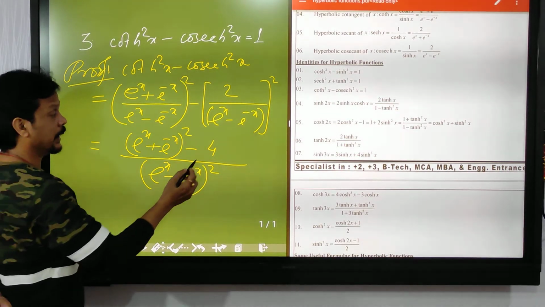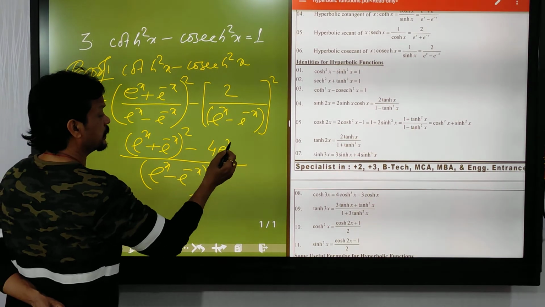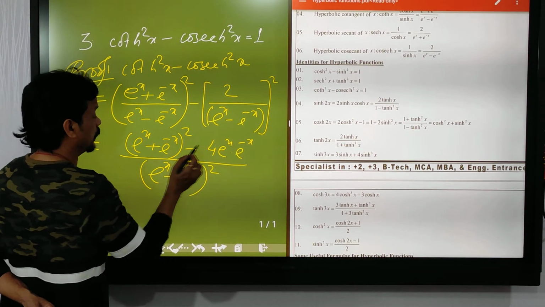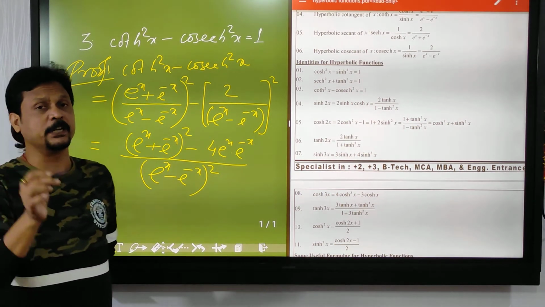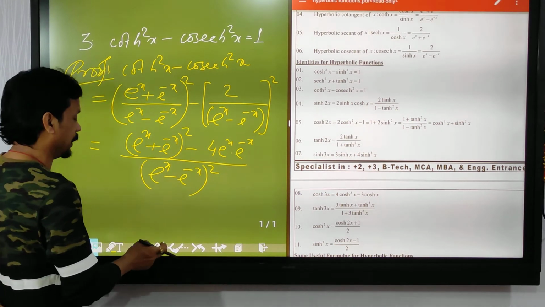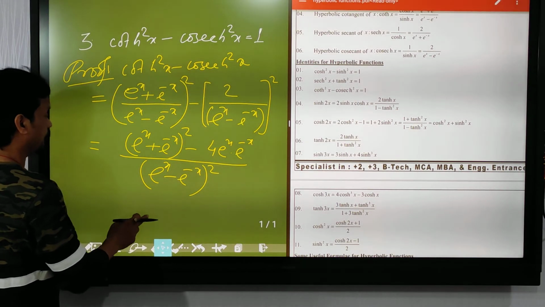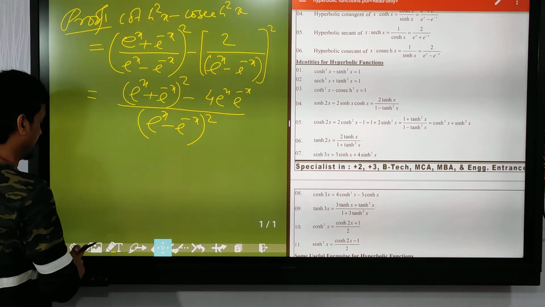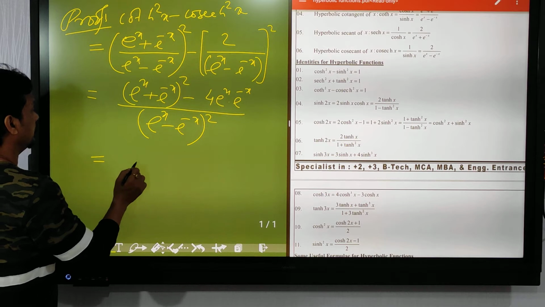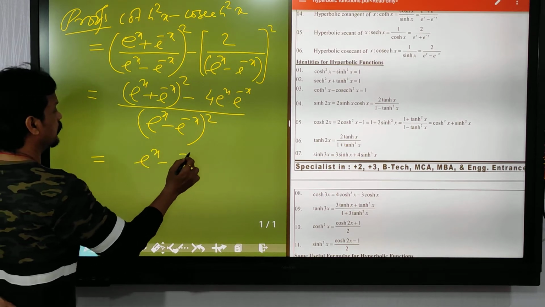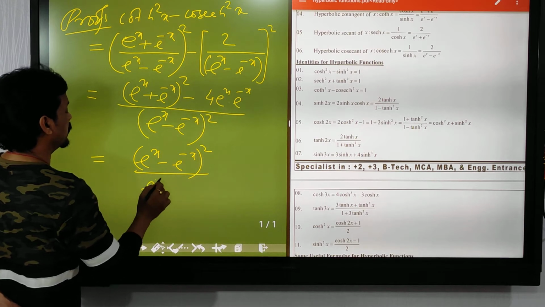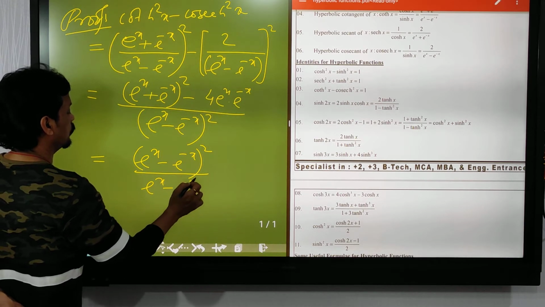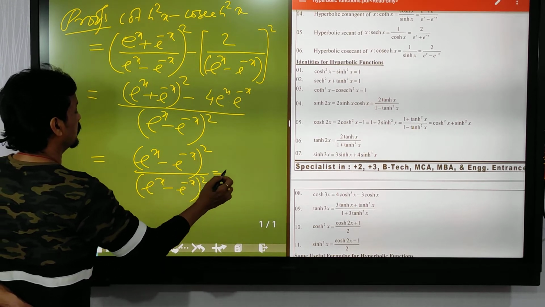Same process, I can write 4 as 4 times e to the x into e to the minus x. That means a plus b whole square minus 4ab is a minus b whole square. Clear? So I can write it as e to the x minus e to the minus x whole square in the numerator, and the denominator is already e to the x minus e to the minus x whole square. So the answer is 1.